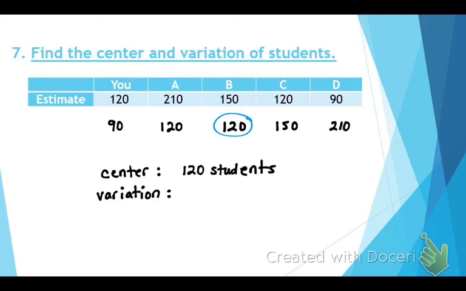The variation, how do I find the variation? Take the largest number in your data set, which is 210, and subtract what number? The smallest number. What's the answer? 120 students is correct.